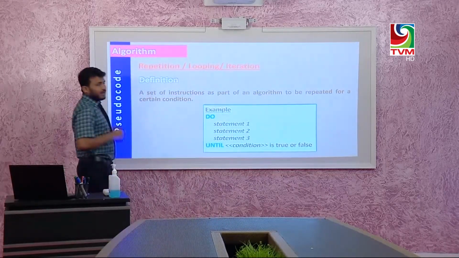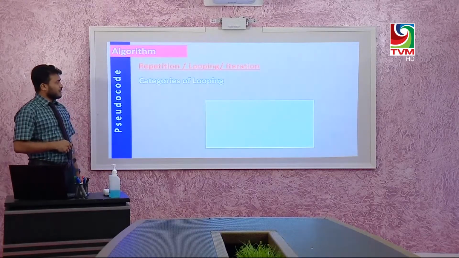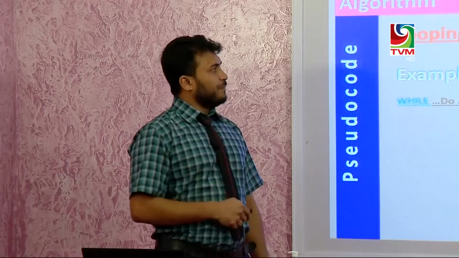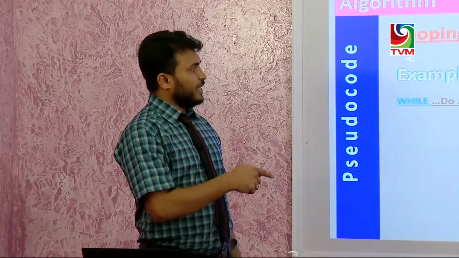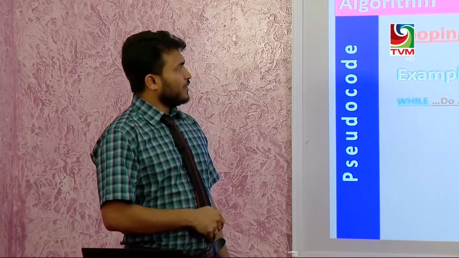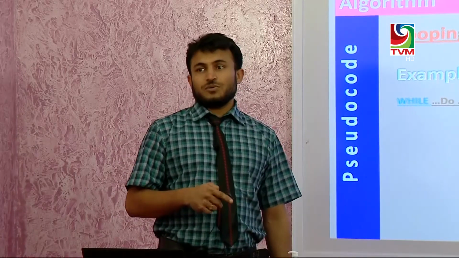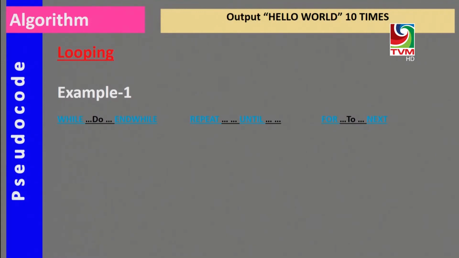Now we have three classifications of loop statement. The first one is while, do, end while. The second one is repeat until, and the third one is for to next. Let us see an example using these three loops. The question is to print the hello world string 10 times. Let us see how it looks in a while, do, end while loop.